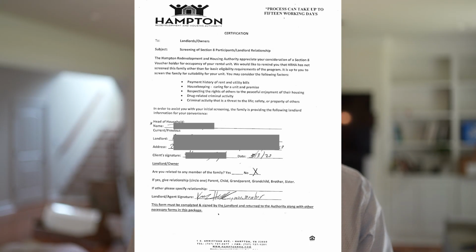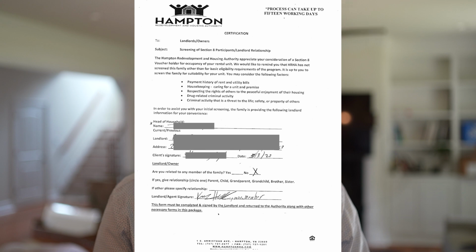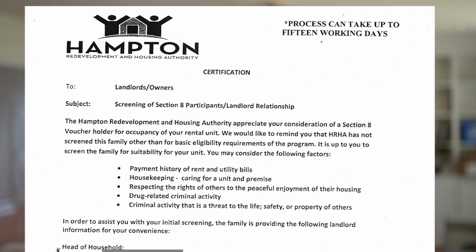So page 1, the certification. The Hampton Redevelopment and Housing Authority, or whatever your authority is going to be, appreciates your consideration of a Section 8 voucher holder for occupancy of your rental units. We would like to remind you that HRHA has not, I repeat, has not screened this family other than for basic eligibility requirements of the program. It is up to you to screen the family for suitability for your units. I cannot stress this enough. You are in charge of who goes inside of your property, okay?